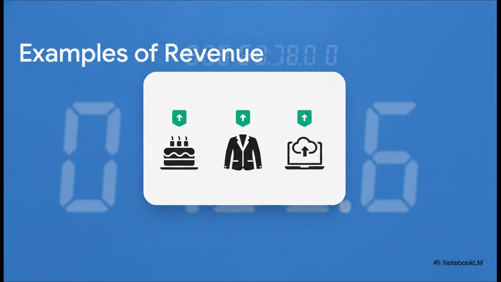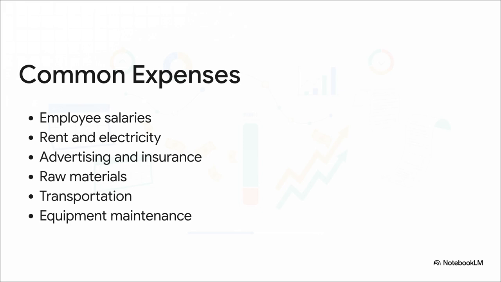But listen to me carefully here. Revenue is not profit. It's simply the money coming in. It's money earned, not money kept. And the reason revenue isn't money kept is because, well, businesses spend money every single day. These are your expenses, and these costs directly eat into your profit. We're talking about common expenses like employee salaries, rent, electricity, advertising, insurance, raw materials, the internet, transportation, and equipment maintenance, the whole shebang. It takes money to make money, and let me tell you, these expenses add up incredibly fast.